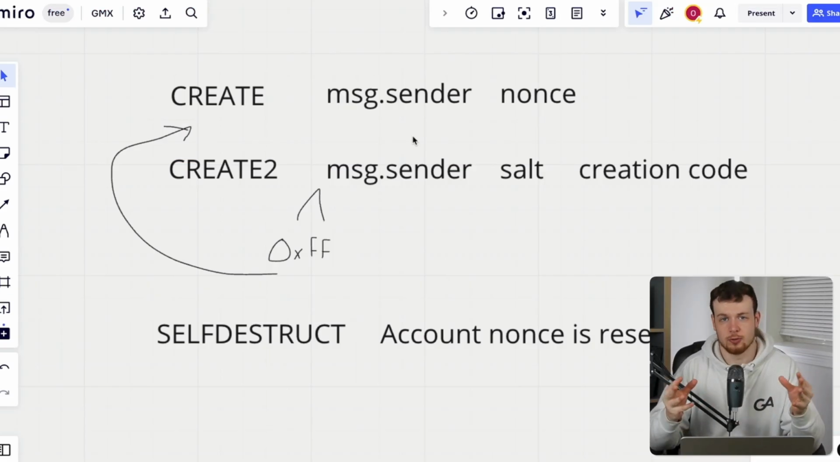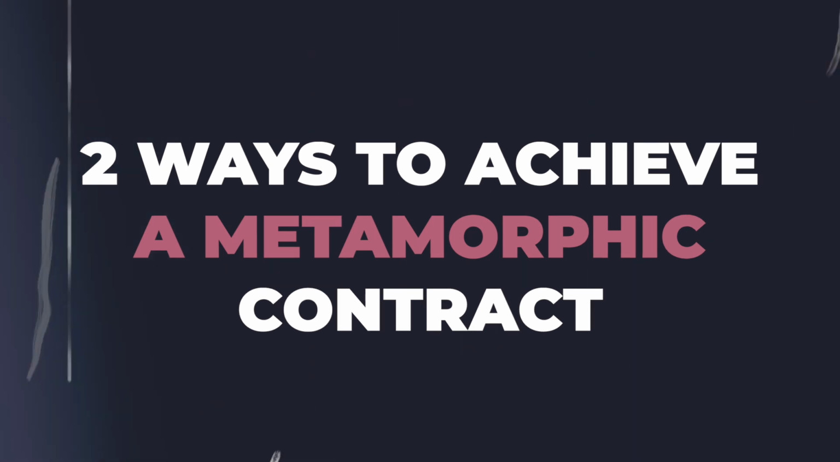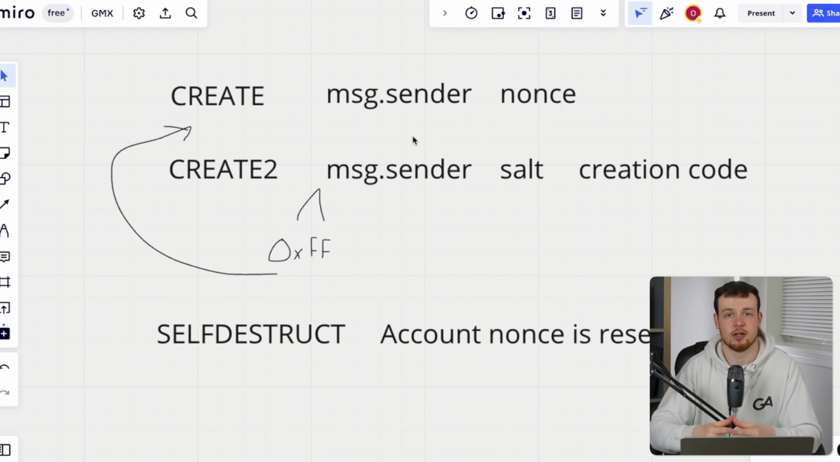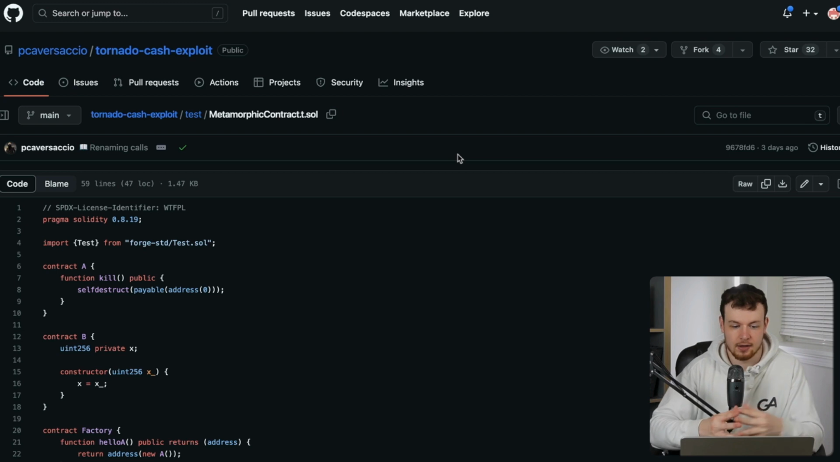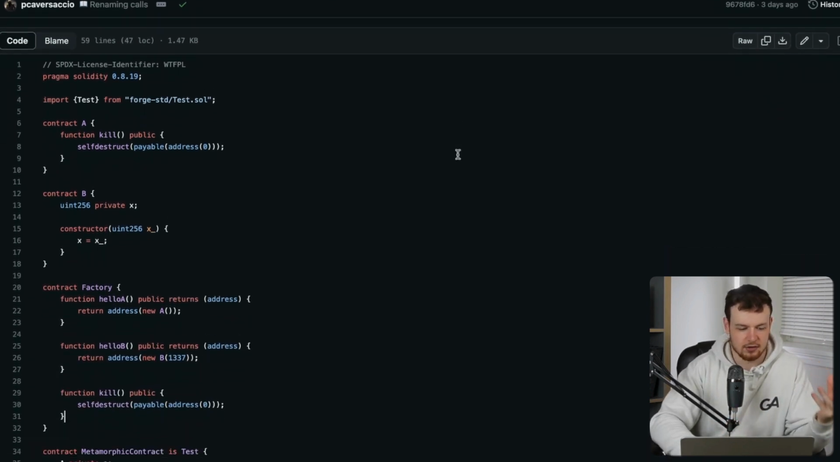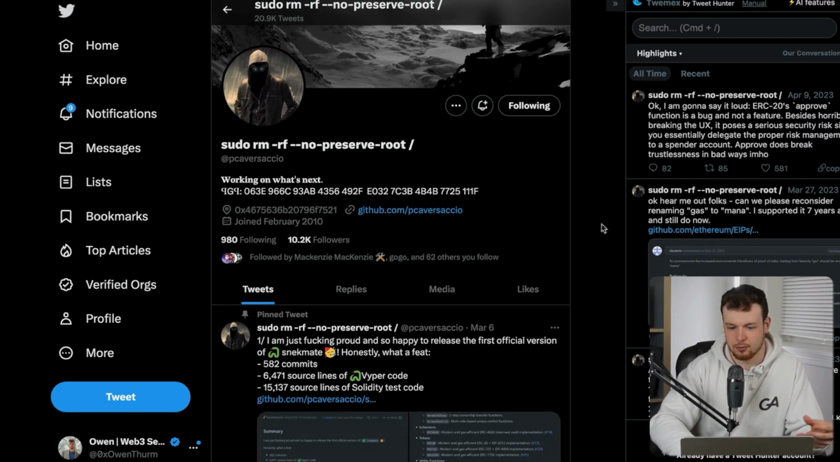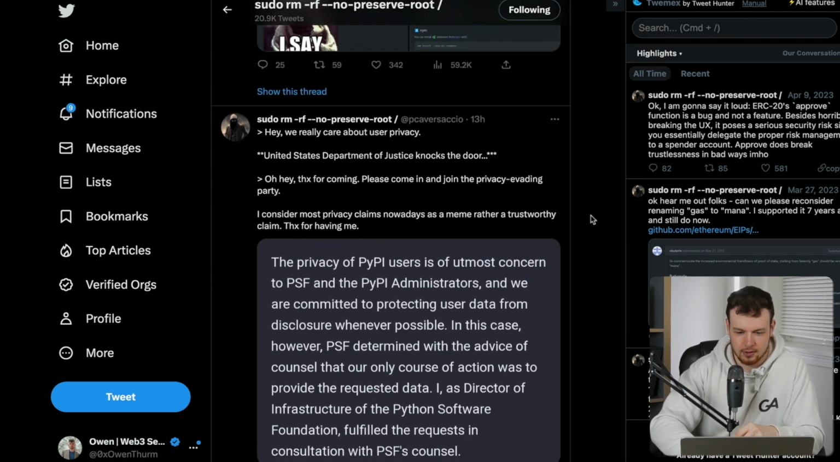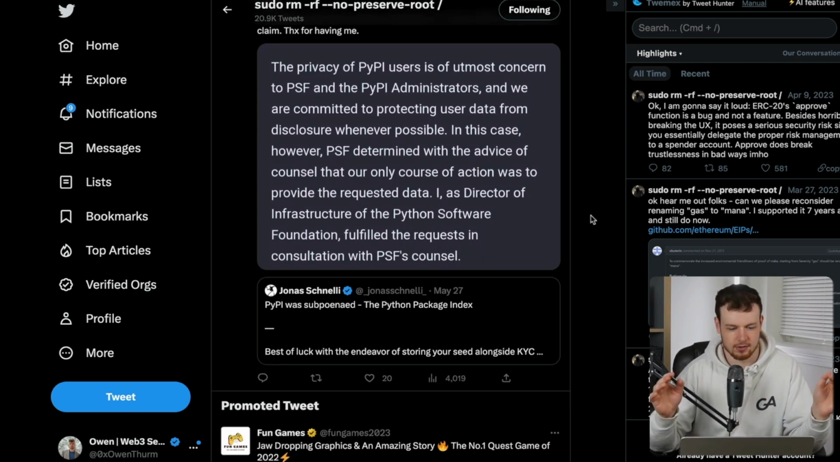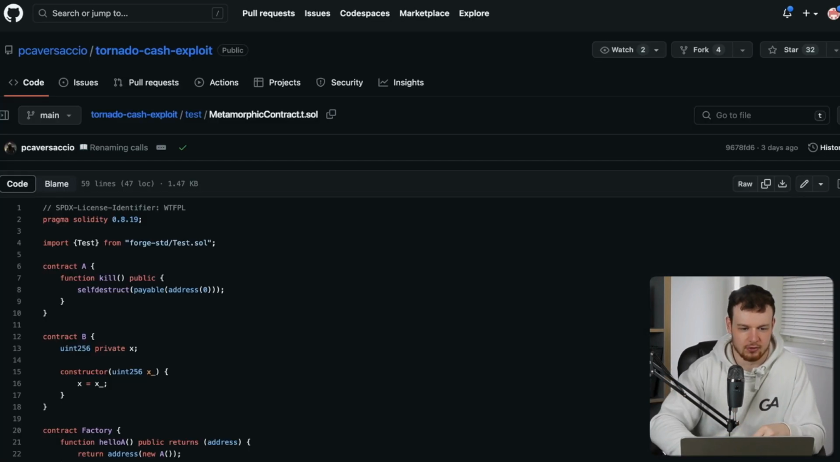So now we're going to go over two different ways in which we can achieve a metamorphic contract that updates the code at that address. First of all, I have a nice, simple example here pulled up from Pascal. If you don't already know Pascal and you're not already following him, I would highly recommend giving him a follow on Twitter. He puts out the highest tier of alpha, I must say, and he has this amazing example for us to study here.